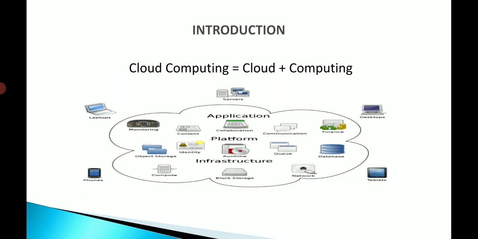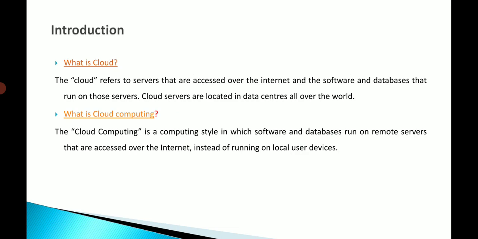So here is the diagrammatic representation of cloud computing, with the definitions of what is a cloud and what is cloud computing. The cloud refers to the servers that are accessed over the internet and the software and databases that run on those servers. The cloud servers are located in data centers all over the world. This we can call the cloud. Then, what is cloud computing? Cloud computing is a computing style in which software and databases run on remote servers that are accessed over the internet instead of running on local user devices. This we can call cloud computing.